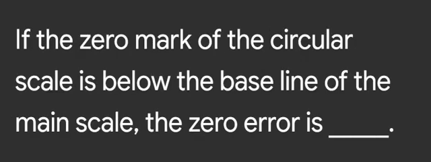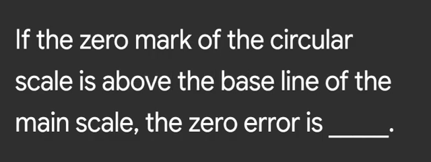28th question is on your screen. If the zero mark of the circular scale is below the baseline of the main scale, the zero error is dash. I repeat: if the zero mark of the circular scale is below the baseline of the main scale, the zero error is dash. 29th question. If the zero mark of the circular scale is above the baseline of the main scale, the zero error is dash.